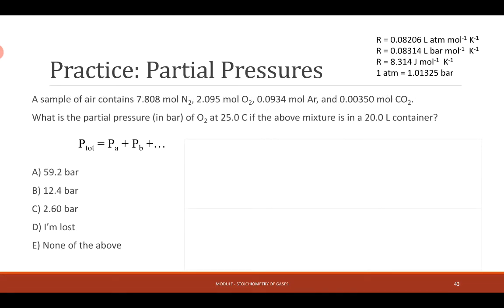Here's another practice problem for you. This one will involve calculations, so you will need to have your calculator out. It says a sample of gas contains this many moles of nitrogen, this many moles of oxygen, moles of argon, moles of carbon dioxide, and then you're given the temperature in Celsius and the volume of the container, and it wants the partial pressure of oxygen in bar. Go ahead and pause the video and work this out. Unpause the video when you're ready to check your answer.